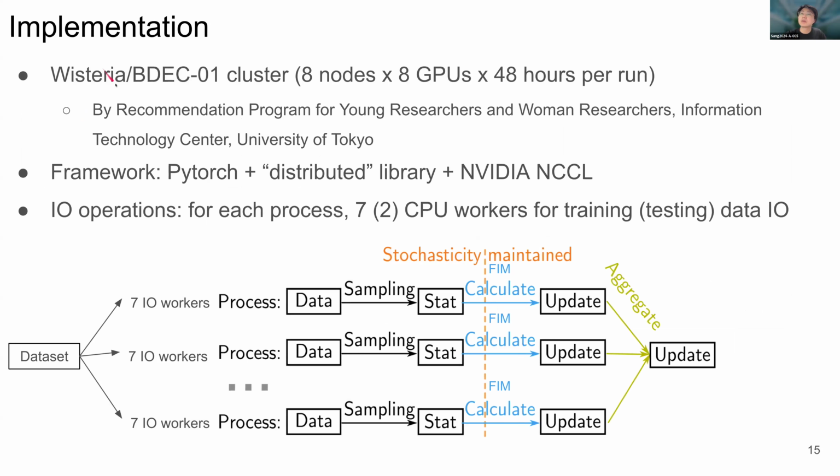And here, it briefly introduces the implementation details. I used the Wisteria BDEC cluster, with each node, each GPU, and thank you very much for the program support that helped me a lot in this research. And I use the PyTorch framework with the distributed library and NCCL for the communications. And for the I/O operation of each process, I use 7 CPU workers for the training data I/O.